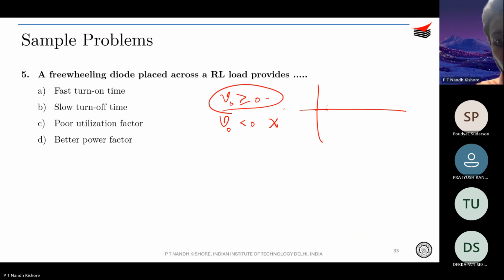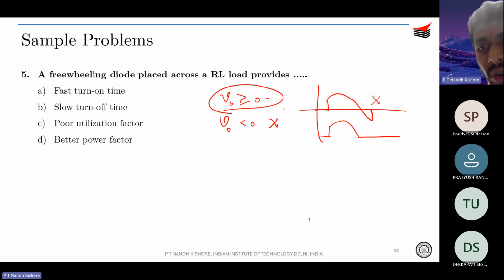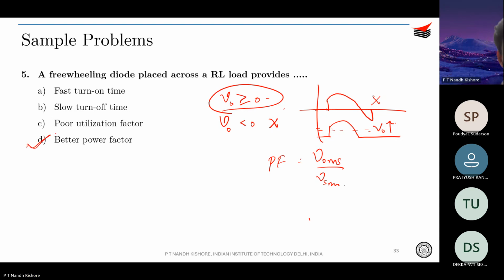That is, your V0 cannot go something like this. It will be something like this, correct? So your average output voltage is increased. So your V0 increases, correct? Average output voltage increases, which means that your RMS is also going to increase. We saw that the RMS power factor is, after all, V0 RMS by VS, correct? So it's going to give you better power factor. Freewheeling diode placed across an RL load will give you better power factor.